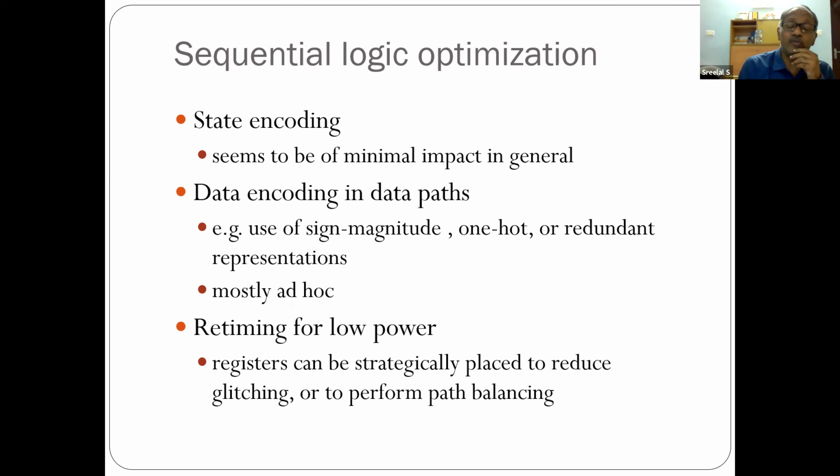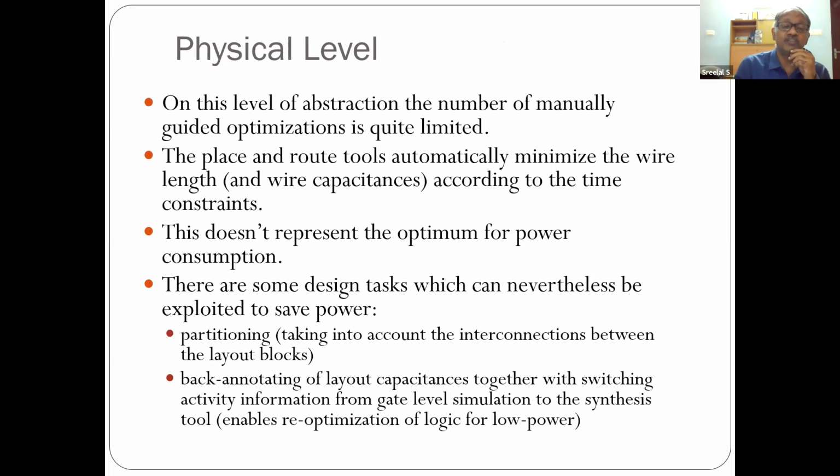So these are examples of reorganizing the logic in order to reduce the power consumption. Similarly, in sequential logic, optimization can be performed by state encoding, by suitable encoding of states, data encoding and data pass, then retiming for low power. So these are some of the techniques which are used for reducing the power consumption by sequential logic optimization.